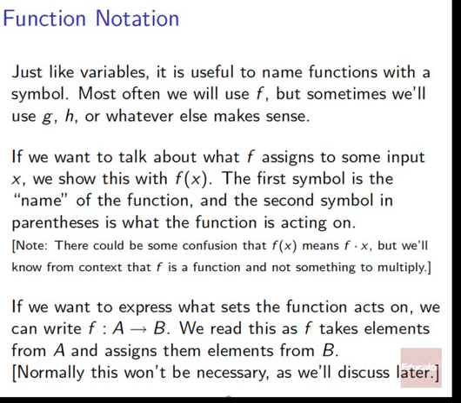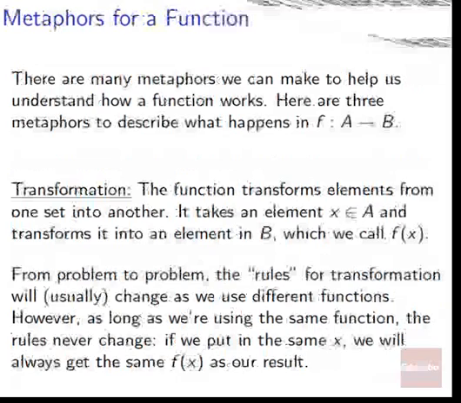If we want to express what sets the function acts on, we can write f colon a arrow b. So what this says is f goes from a to b. It takes elements from a, our first set, and then it assigns them elements from b. Normally, it won't be necessary for us in this course, and probably for the next couple of years, to name the sets that our function is working on. Why that is, we'll discuss later. It's going to be pretty simple, but we'll discuss it when we get to it.